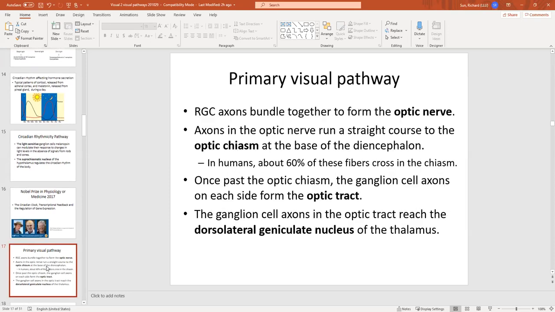This is a pathway where we gather the information in the retinal ganglion cells, then it goes through the optic nerve, through the chiasm and to the opposite side. Not all of them, about 60% cross in the chiasm. After the chiasm it is the same axon, but this fiber portion is called the optic tract. Then this optic tract projects into the dorsal lateral geniculate nucleus.